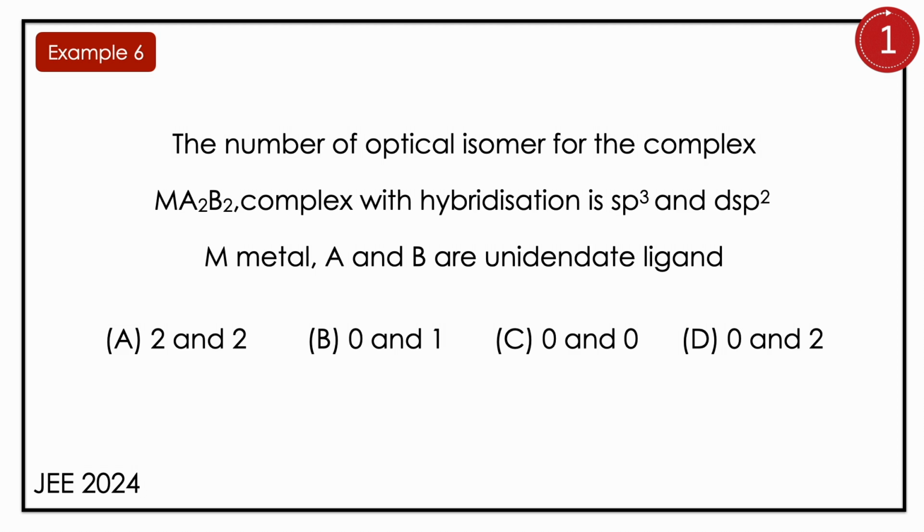Then the next question: number of optical isomers for the complex Ma2B2 with hybridization sp3 and dsp2. M is metal, A and B are unidentate ligands. The choices are A: 2 and 2, B: 0 and 1, C: 0 and 0, D: 0 and 2.